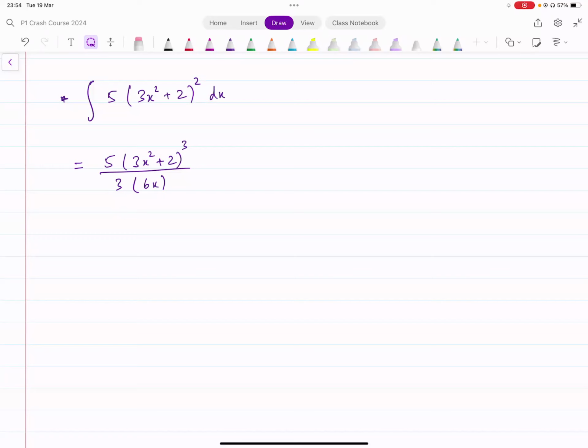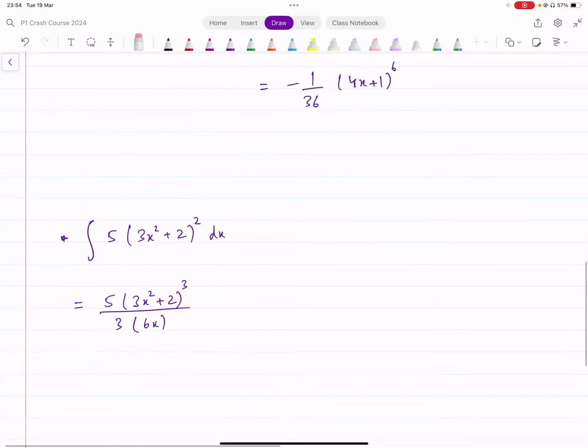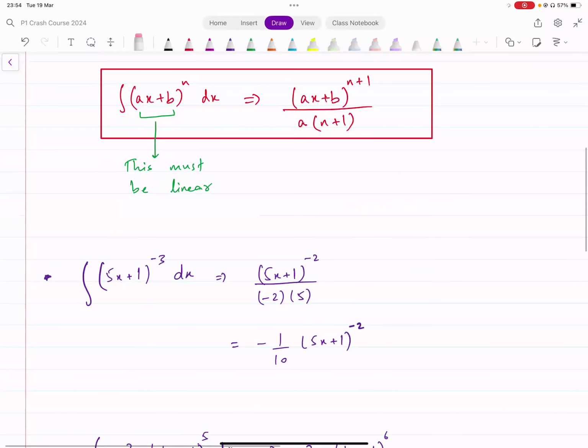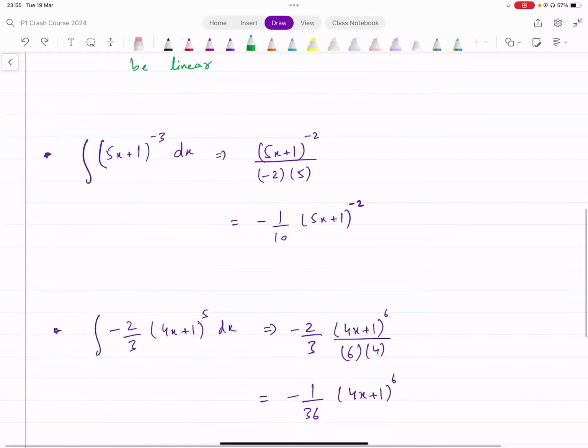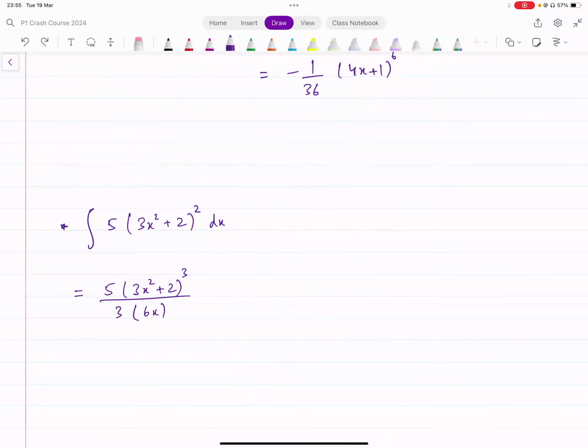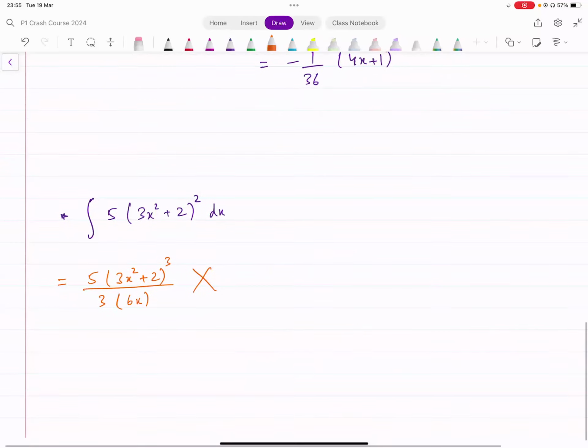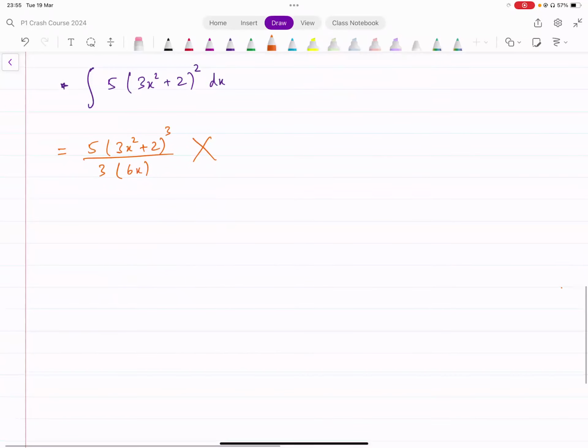You said that the part inside the bracket has to be linear. Remember this rule? The part inside the power has to be linear. If it's not linear, you cannot use the power rule. It does not work here. So this would be wrong. You can't do it like this. You cannot use the power rule on this function like this.